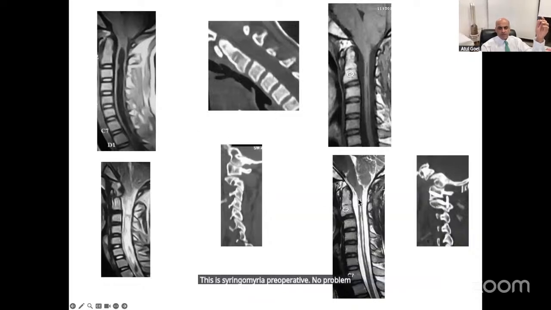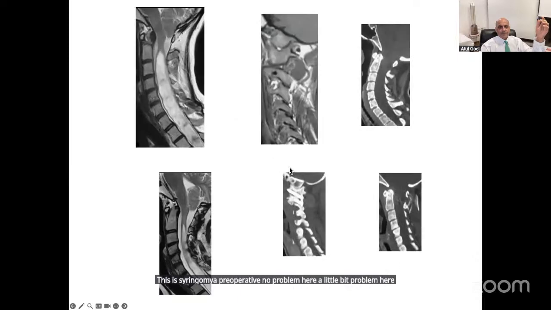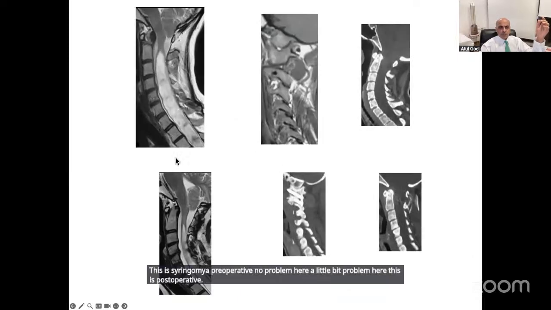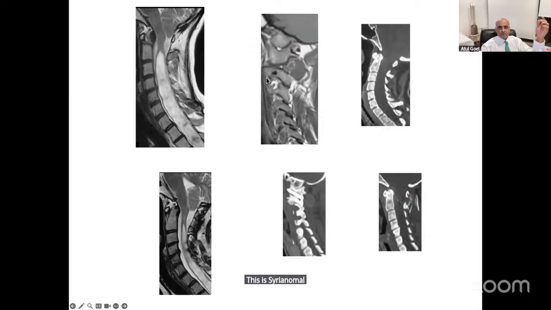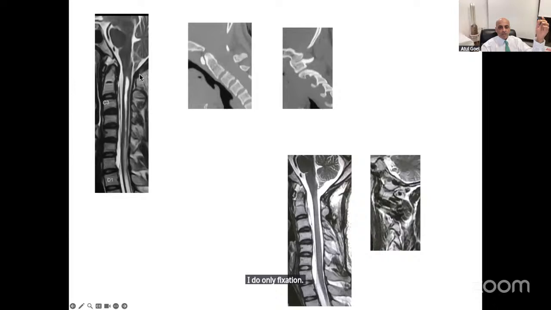Little bit problem here. This is postoperative. This is syringomyelia. This is postoperative. This is facetal malalignment. I do only fixation. This is syringomyelia. No problem here. No problem here. I do C1.